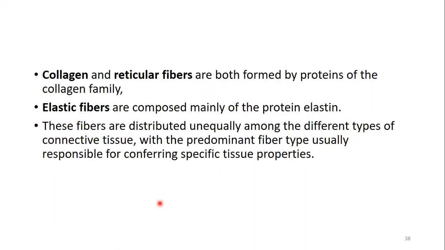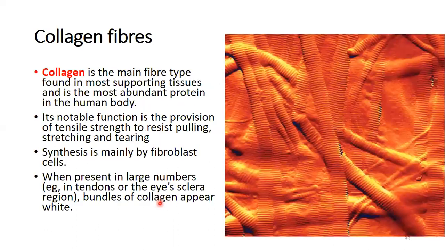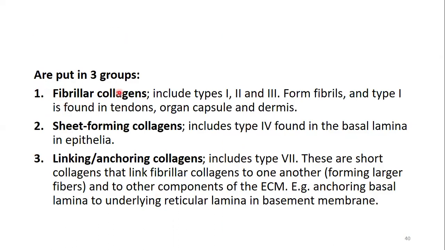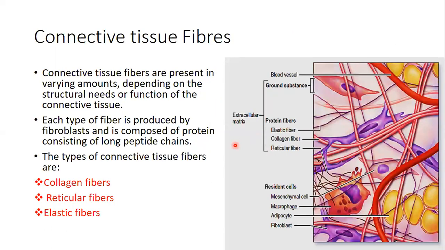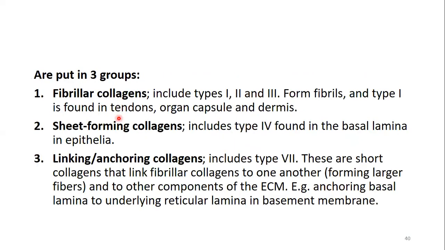Now, collagen appears in so many types. We have what we call fibrillar collagen, sheet-forming collagen, and linking or anchoring collagen. Fibrillar collagen forms fibers, like we have seen in the previous slide. These are fibers. Then we have sheet-forming collagen. This is collagen that forms, for example, tendons. It's part of the tendons and ligaments. Then anchoring is more like fibrillar, but its main function is to attach adjacent structures.